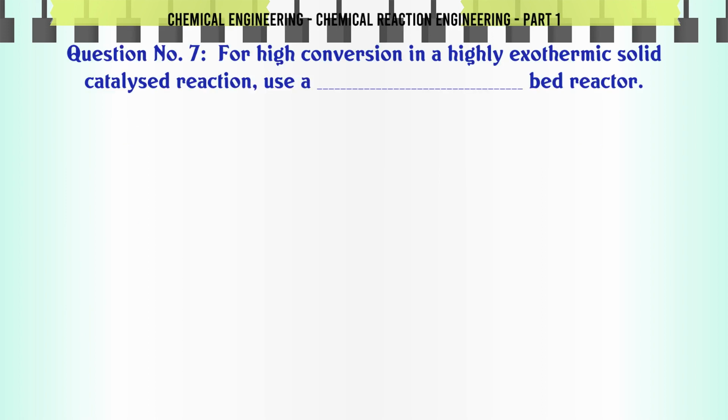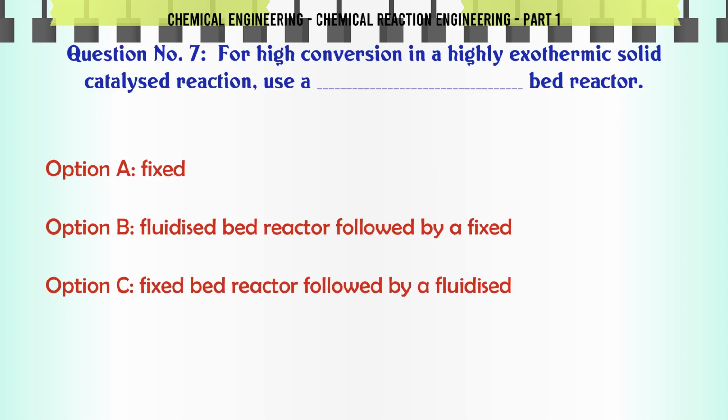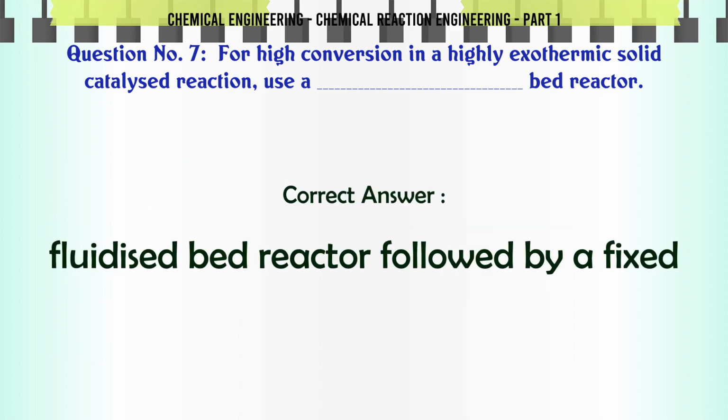For high conversion in a highly exothermic solid catalyzed reaction, use a ___ bed reactor. A. fixed. B. fluidized bed reactor followed by a fixed. C. fixed bed reactor followed by a fluidized. D. fluidized. The correct answer is fluidized bed reactor followed by a fixed.